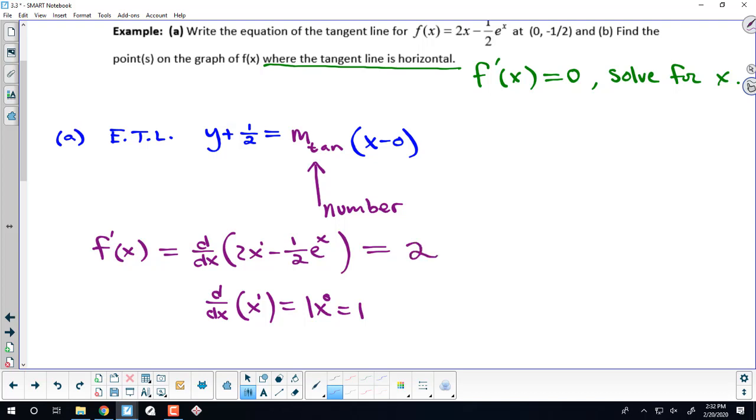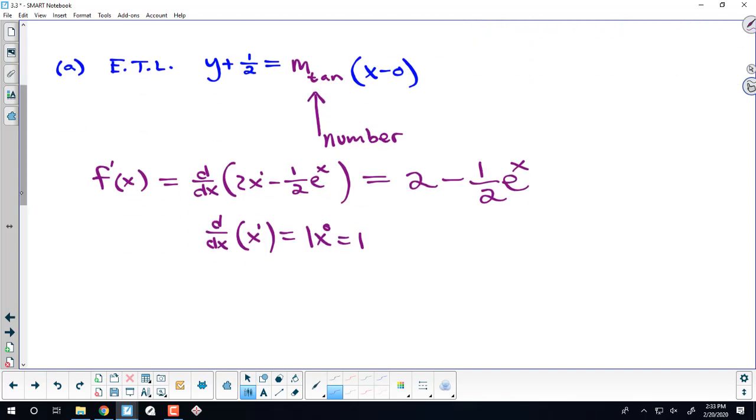Derivative of negative 1/2 e to the x. Just like the derivative of 5 e to the x was 5 e to the x, the derivative of negative 1/2 e to the x is negative 1/2 e to the x. So there's the derivative of f. And specifically, we're asked to write the equation of the tangent line at the point when x is 0. So now we've got to take our derivative and evaluate it at 0 to get the slope of the tangent line. Remember, this here is the slope of the tangent line at all x values.